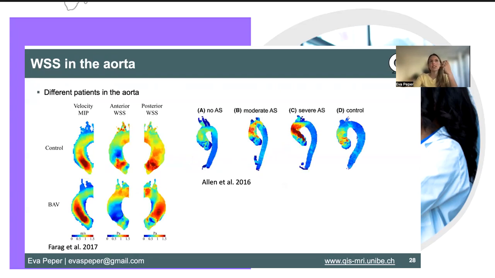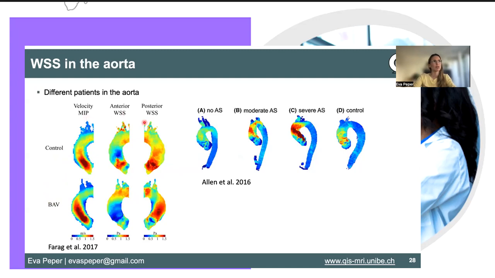So these are some results, for example, of wall shear stress in the aorta plotted here, where you have a healthy control and you have an aortic stenosis. You will have high velocities, which in turn will create a high wall shear stress at the wall, whatever that means for now. Or for example, here for patients with a bicuspid aortic valve, the wall shear stress pattern will also change.